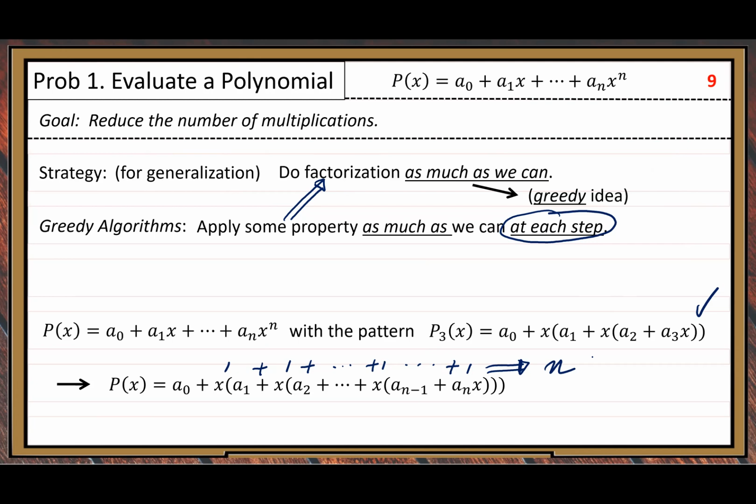This smart method is called Horner's rule in polynomial evaluation. Before we look at how good this new method is, let me do some summary on this greedy algorithm. This method works quite well, the greedy algorithm, or greedy idea, greedy approach. It works quite well here.